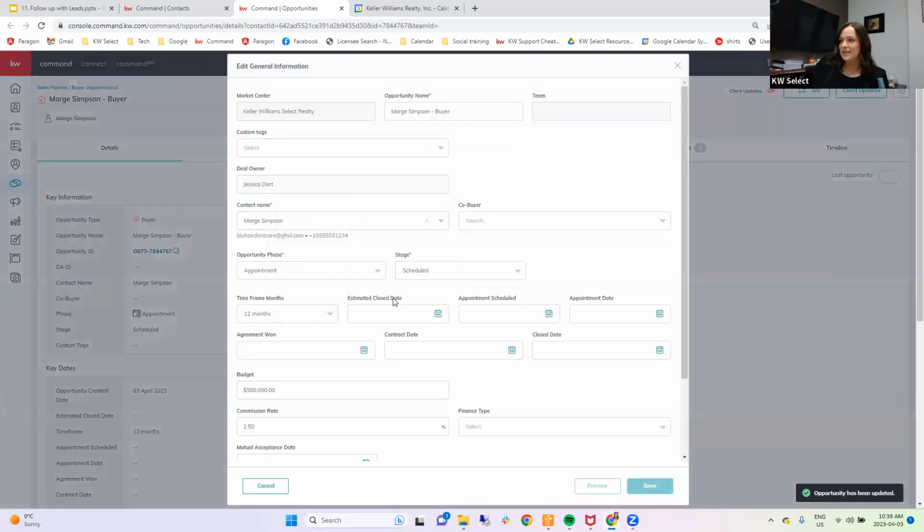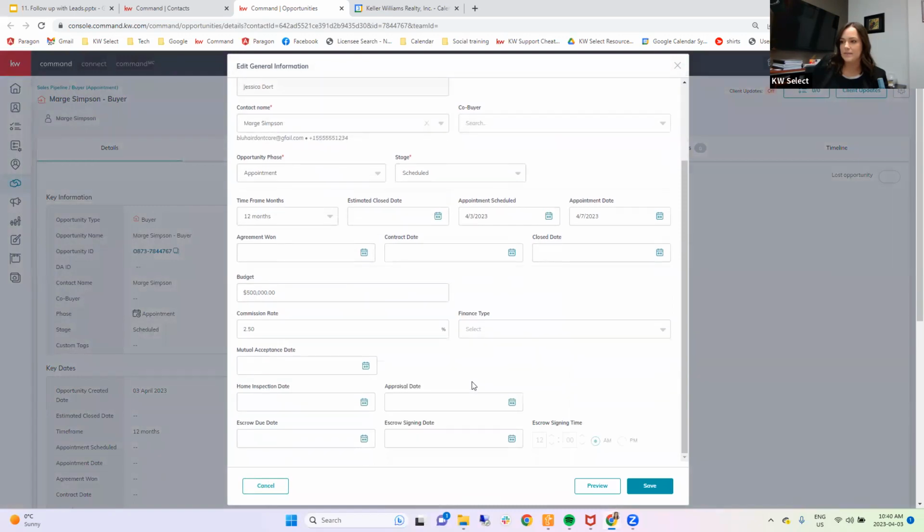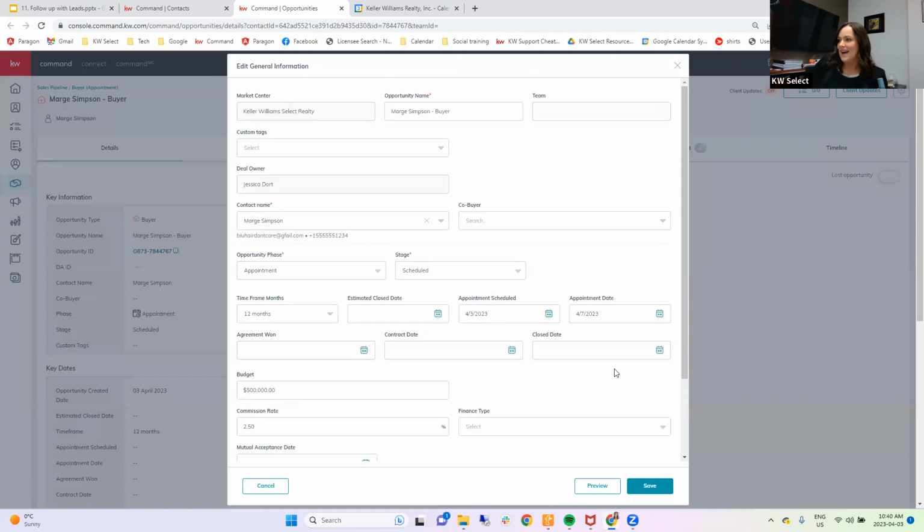Within the opportunity, once it's created, you can also track your dates. So we have our appointment scheduled. We did that today. And the appointment date is April 7th. You can then track when you won the agreement, once you actually have an accepted offer, what the closing date is, all of those things. There's more information you can track here too, like the inspection date and escrow due date, which is Americanized, but inspection is helpful. But yeah, you can track all of those details there.